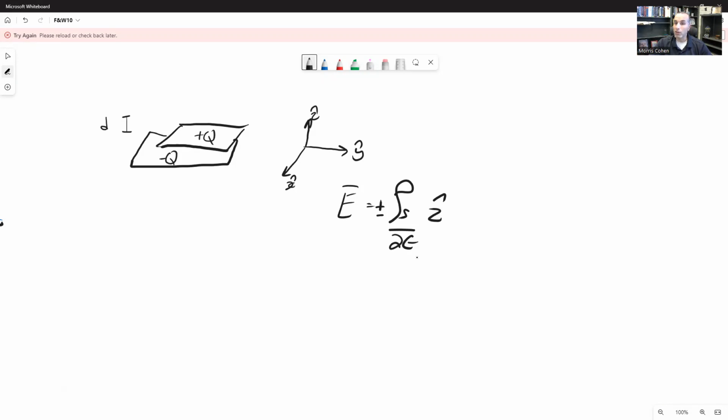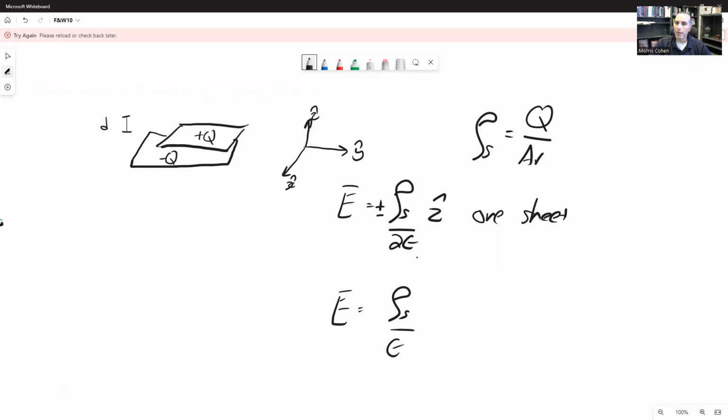And so the contribution of both charges is going to end up being, right? This is from one sheet. From both sheets, it's going to end up being rho s over epsilon, the charge density. And remember that rho s can simply be the total charge Q divided by the area of the plate. Right? And so you put all this together, and this ends up pointing actually in the negative z direction.